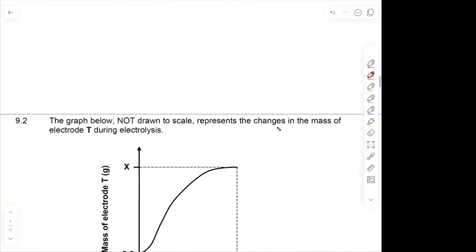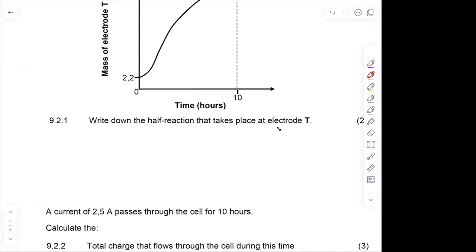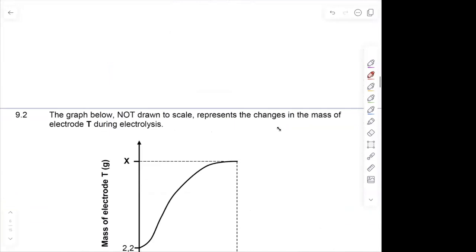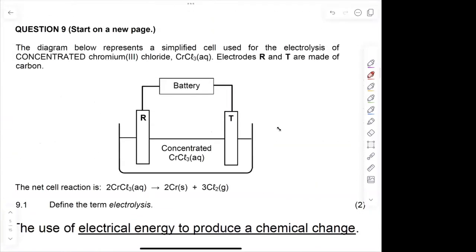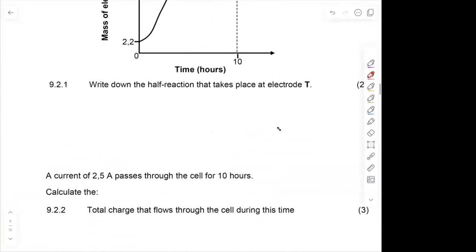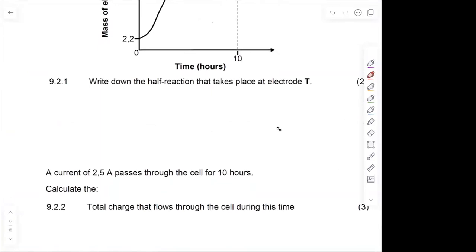So how do we do that? Let's quickly put down the half reaction. We know it's going to be chromium 3+. It's based on how it's bonded with chlorine, because it's CrCl3. Cl is usually -1, so for 3 of them to bond with chromium, it's going to be chromium 3+, right? So we're going to have Cr3+ in aqueous solution, plus 3 electrons, which it picks up from the chlorines, and that becomes chromium. That's our half reaction that takes place at electrode T.